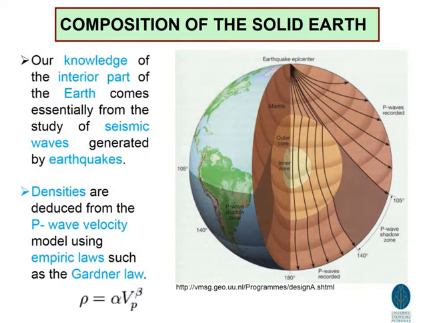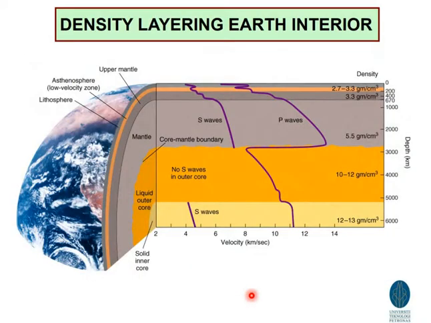Thus, we conducted the study of seismic waves generated by earthquakes to enhance our knowledge of the interior of Earth. The P wave velocity in seismic has been used to deduce the density of the medium, and it has been utilized in Gardner's law. With this, we can divide the Earth into different interior layers. So this is the density layer of the Earth interior.